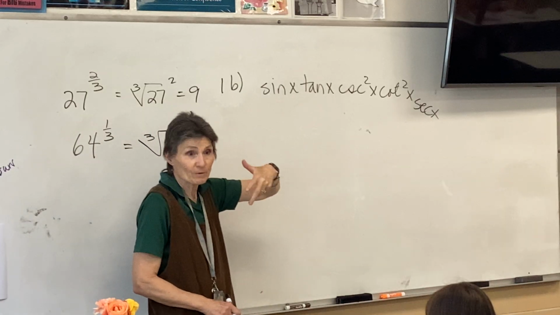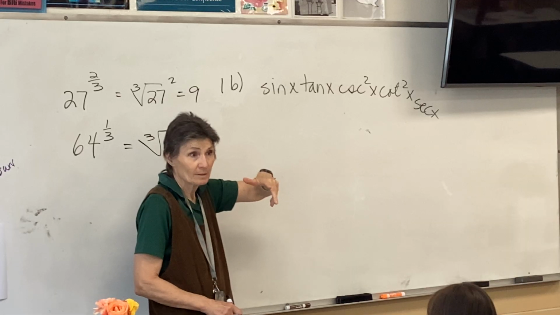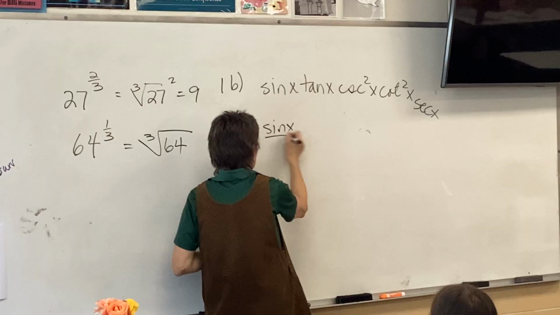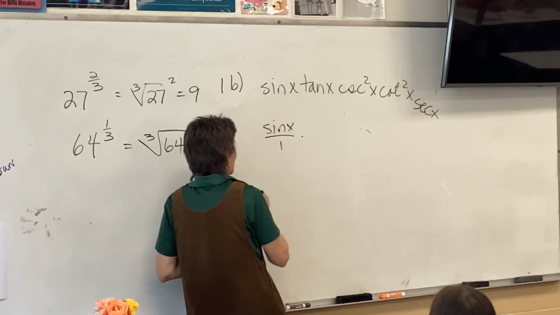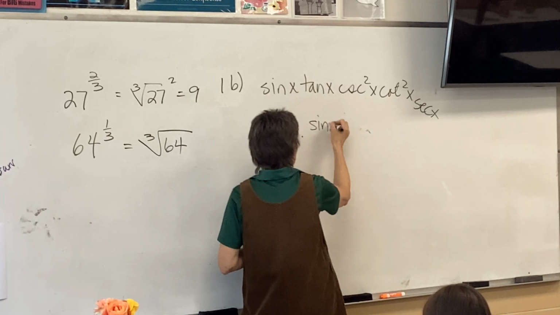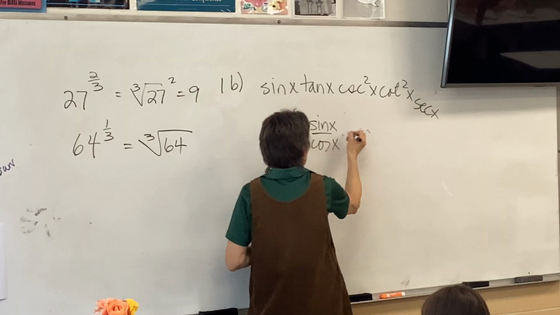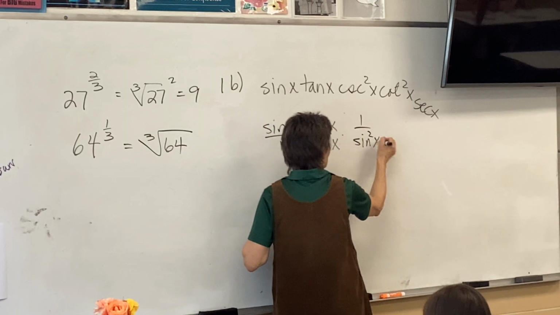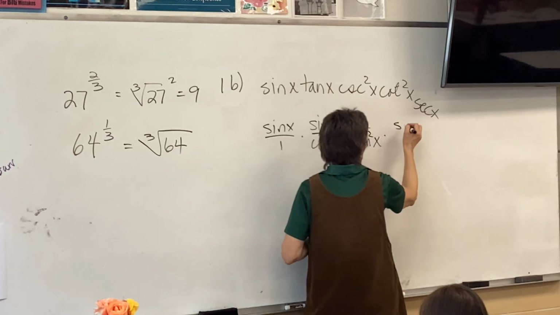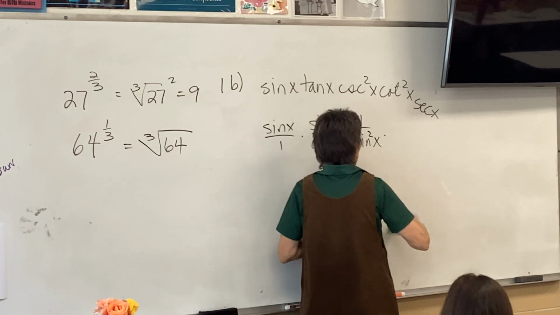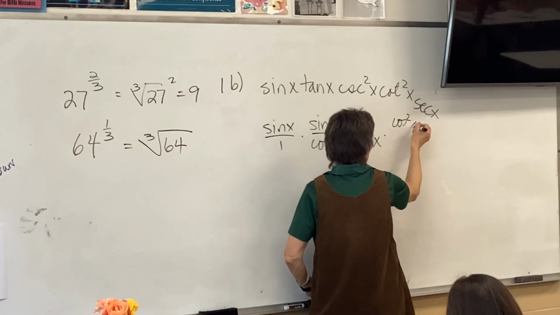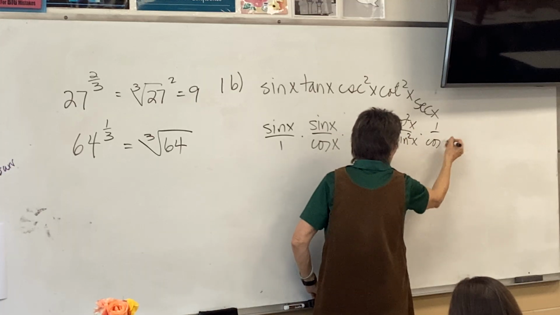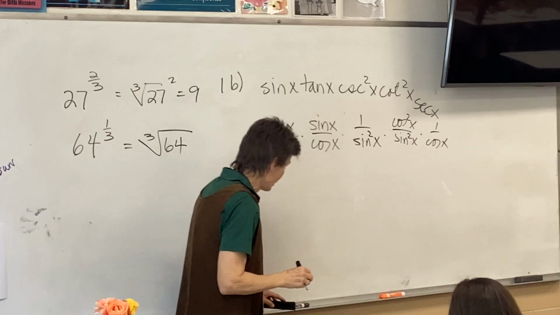You're going to have your reference sheet. You saw that yesterday. So sine and cosine we don't change. So sine over 1. Sine over cosine, times 1 over sine. And it would actually be 1 over sine squared, times sine squared. Cosine squared over sine squared, times 1 over cosine. And 1 over cosine. Now all that's on the reference sheet.